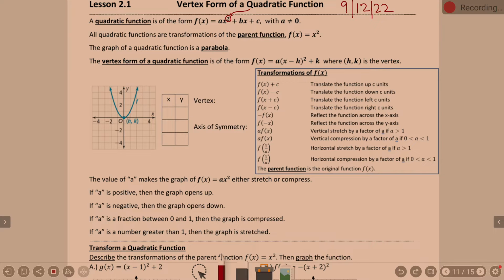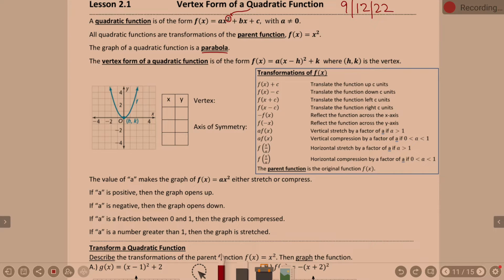Now, thus, all quadratic functions are transformations of the parent function x squared, y equals x squared. So everything we're working with is based on y equals x squared. What's the graph called? What's the graph look like? Is that a U, yes? Yeah, the graph of a quadratic function is the U. The official name of that U shape is the parabola. Okay, so all the graphs we do in this chapter are going to be the U shape. Every single one of them.